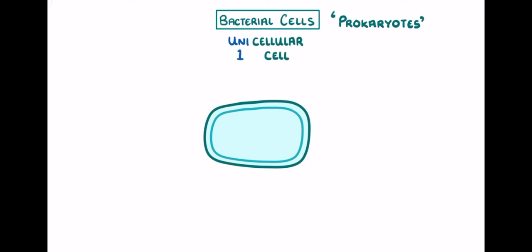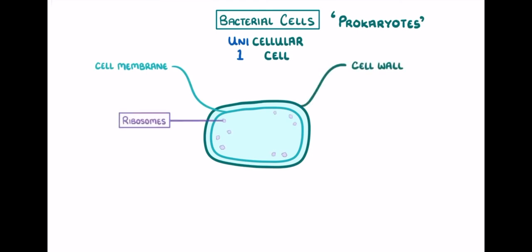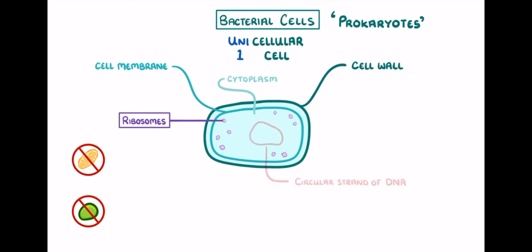Just like some eukaryotic cells, they have a cell membrane, cell wall, ribosomes, and cytoplasm. However, they don't ever have mitochondria or chloroplasts, and their genetic material isn't kept inside a nucleus. Instead, they have a single circular strand of DNA that's free to float around the cytoplasm, and that contains all of the genes that they need in order to survive and reproduce.